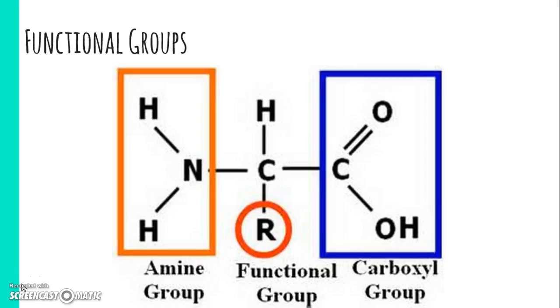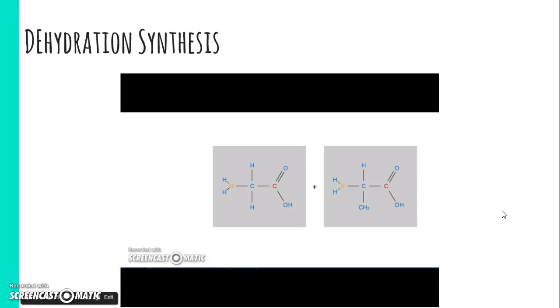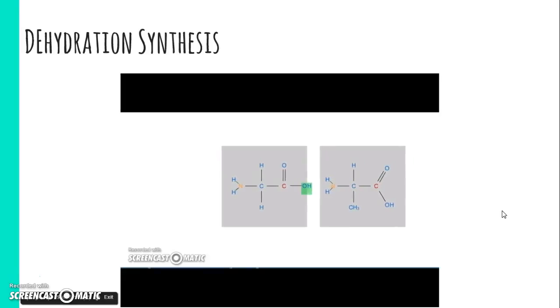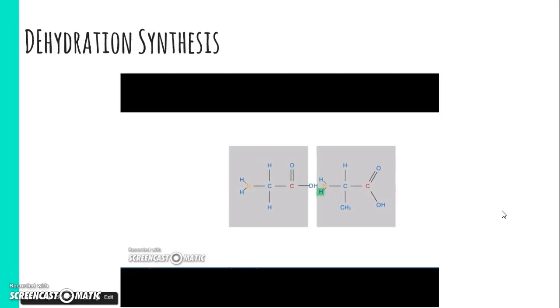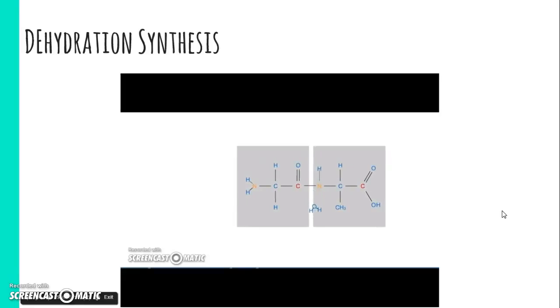So the functional groups: the polymers are divided into two groups, amino and carboxyl. And the R group determines the different characteristics between different proteins. So here we have a video of dehydration synthesis. Dehydration is taking away water, and synthesis is making. You can notice how it's taking out H2O to form a bond.